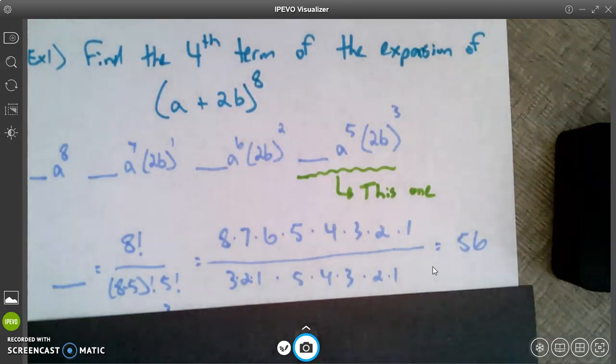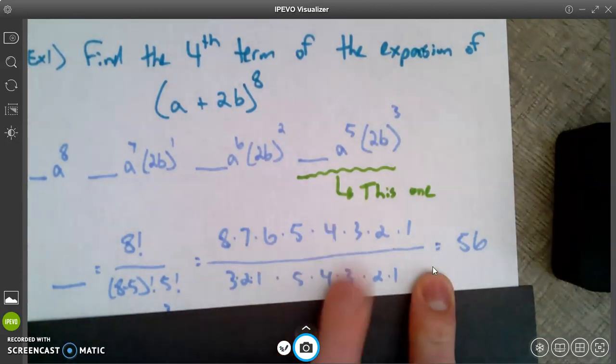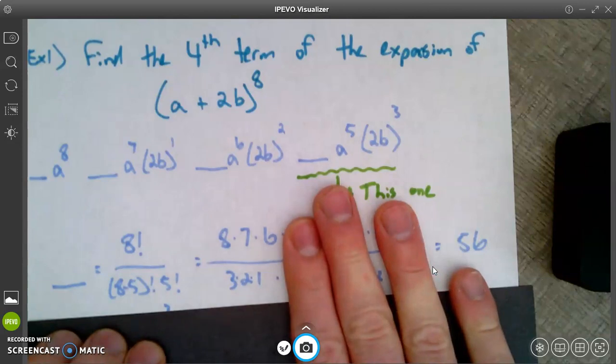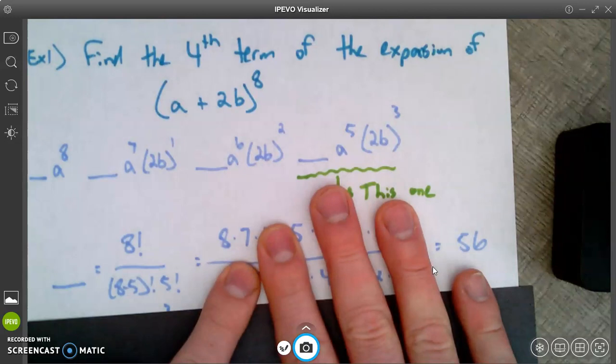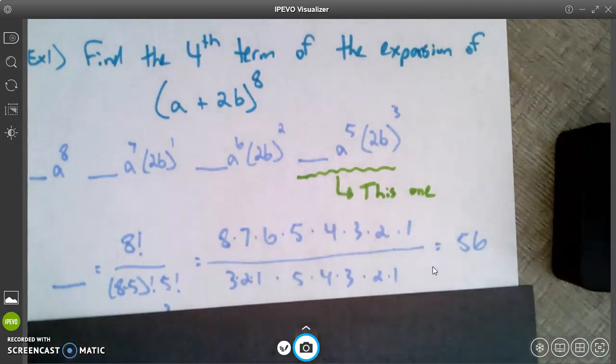Okay, a lot of this stuff melts away. You got 5 over 5, 4 over 4, 3 over 3. That all cancels. And then I can just simplify. How about a 3 times 2 on bottom is 6 with this 6. And I'm left with 8 times 7. 8 times 7 is 56.